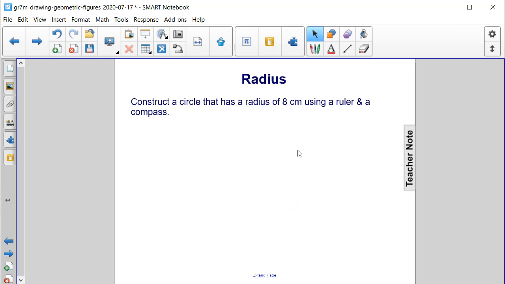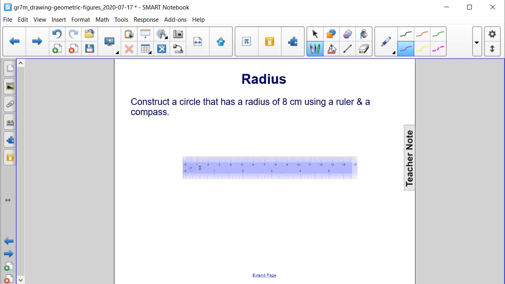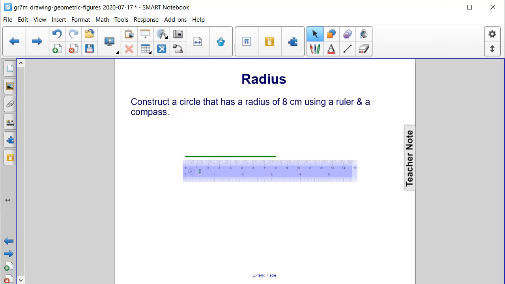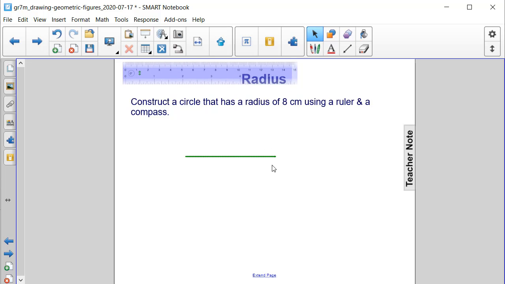Construct a circle that has a radius of 8 centimeters using a ruler and a compass. First, let's get out our ruler. So when we're trying to construct a circle using a ruler, we're going to start at 0 and draw straight along our ruler until we get to the desired radius, which for us is 8. So that's right here. And then when I'm done, I'm going to take my ruler, move it a little bit out of the way.